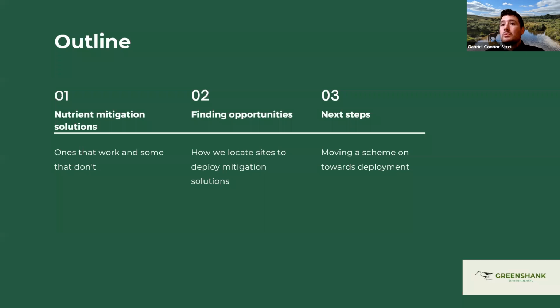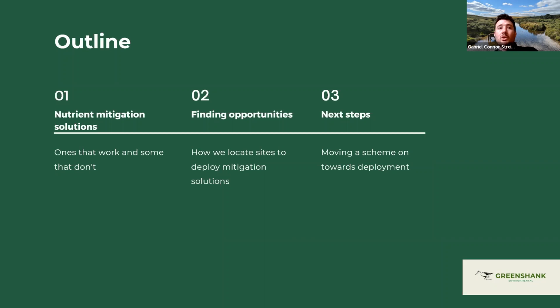So, moving on, just a quick outline of what we're going to go through today. We will be talking through an overview of the nutrient mitigation solutions that Greenshank Environmental are going to be pursuing, that we're looking to deploy for our clients. We're going to give a run through of how we can go about finding those opportunities, and then the next steps to actually deploying those solutions.